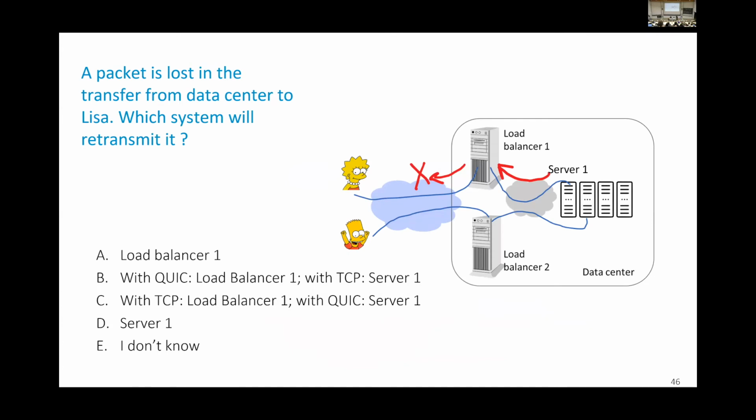So a quick recap on this. I'm assuming here in this quiz that I'm accessing the data center and a packet is lost in the transfer from the data center to Lisa. Which system will retransmit it?